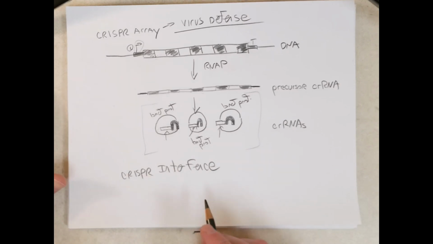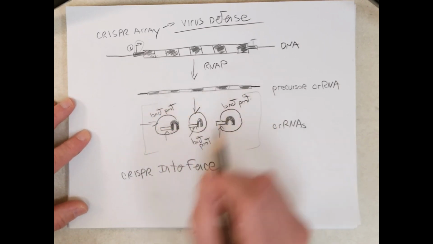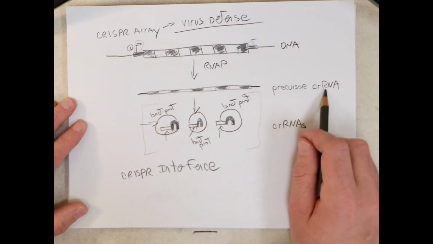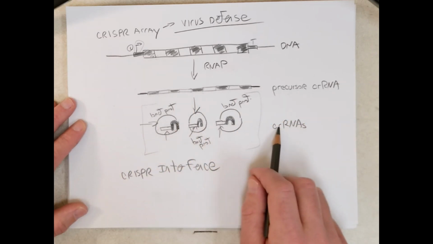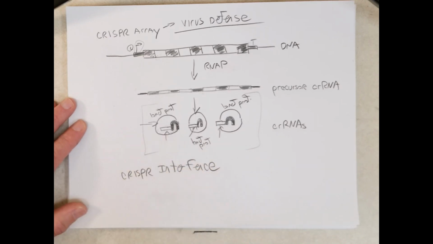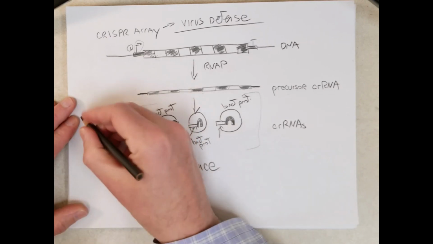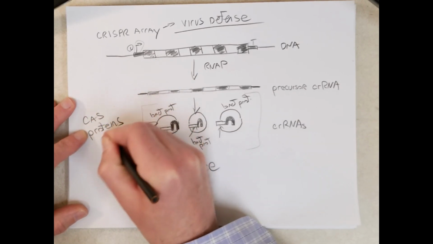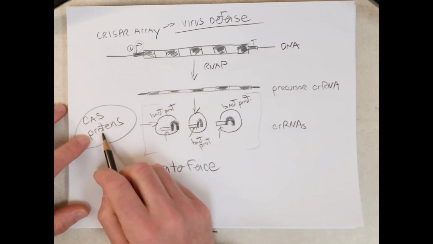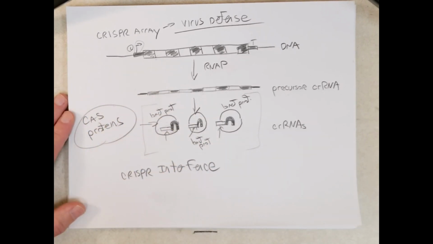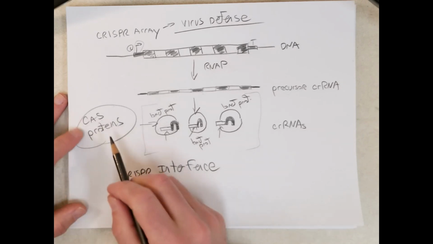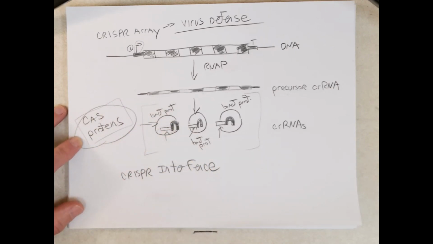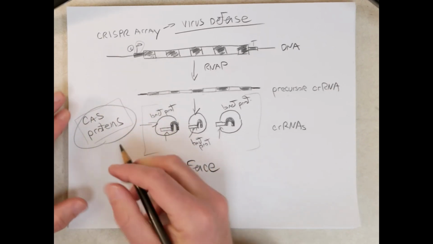Okay, so now these proteins, whether they're involved in CRISPR adaptation, precursor CRISPR RNA processing, or binding the CRISPR RNAs and looking for viral DNA to cleave, are called Cas proteins, for CRISPR-associated proteins. So the adaptation process and the interference process are mediated by Cas proteins, CRISPR-associated proteins.